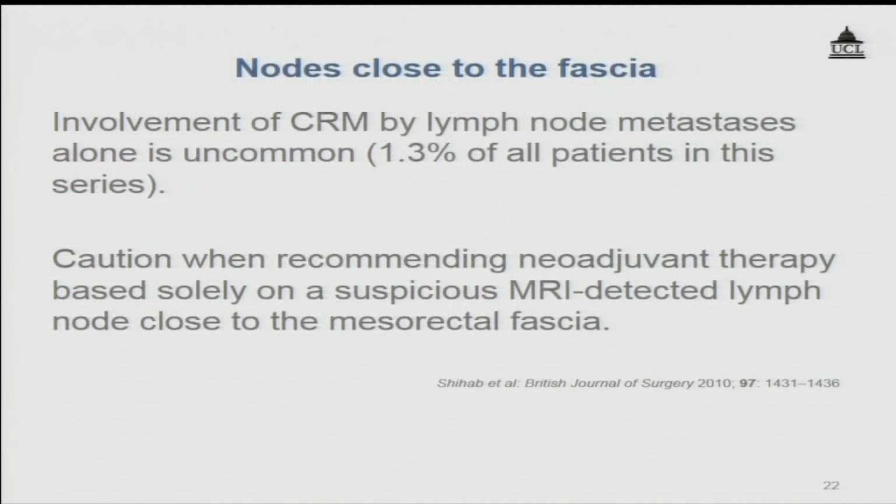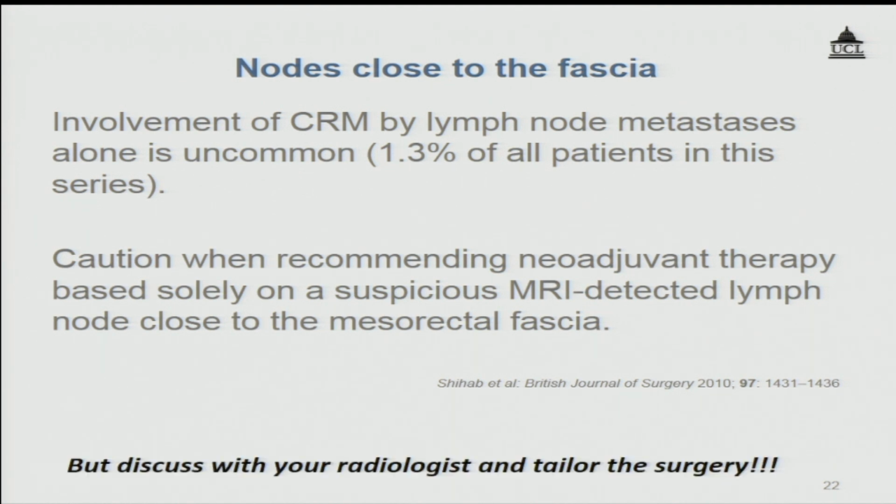Everyone asks about nodes close to the resection margin. Well, actually, it happens very, very infrequently. And when it does happen, perhaps you don't need to give patients neoadjuvant treatment, again, on the basis of a node that's within a millimeter or sitting on the circumferential resection margin. Perhaps what you need to do is go and speak to your radiologist and say, where is this node, and can I perhaps tailor my surgery around that? So again, we don't routinely give patients radiotherapy on the basis of a node sitting on the CRM or near the CRM.